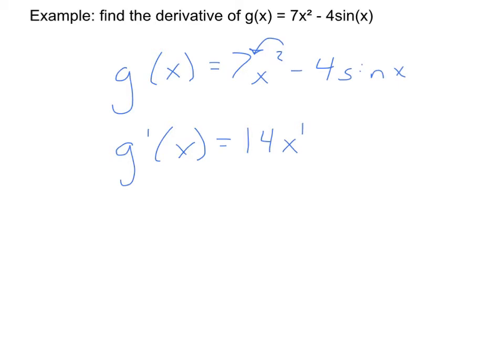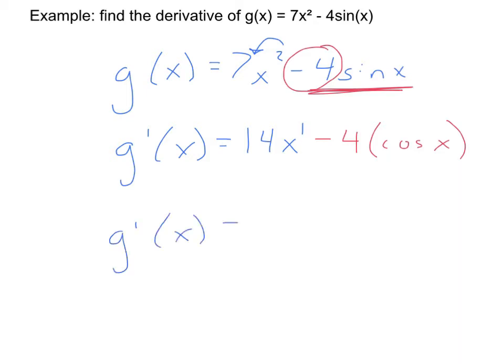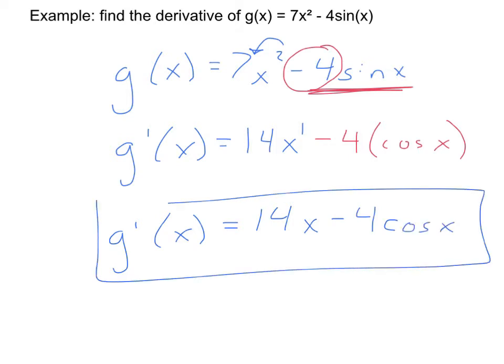Then for the second part of this, the negative 4 sine x part, I can just take the derivative, and to do that I'm going to ignore the negative 4 for a minute, so I'll write minus 4. Then times, by the way, I can do that because that's a constant, remember our constant multiple rule, times the derivative of sine x. Well, we just learned the derivative of sine x is cosine x, and so we effectively have it. We can write that g prime of x is 14x minus 4 cosine x. And that's it, that's our derivative.